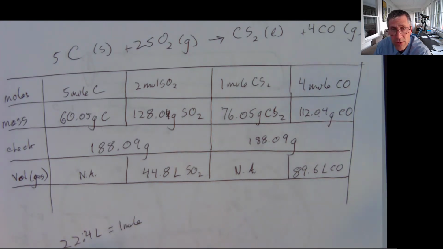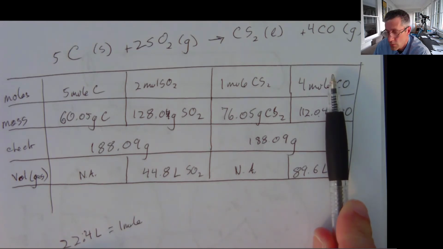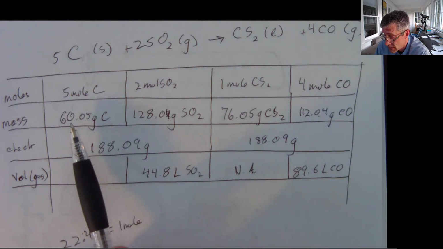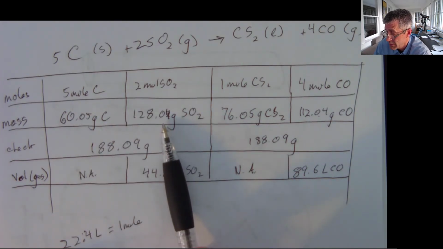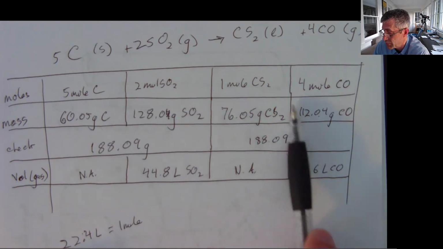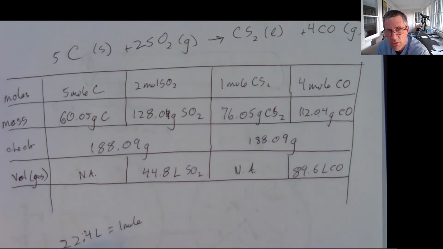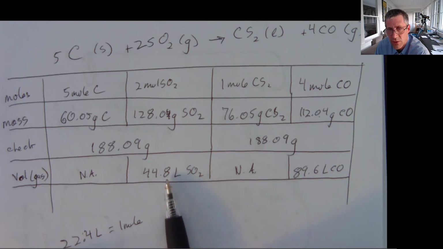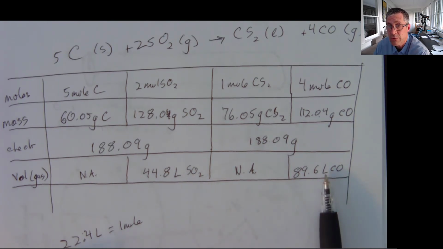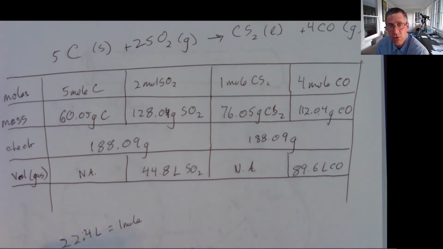Okay, so now I've done the hard math. I've figured out the number of moles, or the mole ratio in my equation. I've figured out the mass ratios. So this is telling me for every 60.5 grams of carbon, I'll consume 128.4 grams of SO2, and I'll produce 76.5 grams of CS2, and I'll produce 112 grams of carbon monoxide. And also I've put in there the volume of a gas. So if I started with 44.8 liters of SO2 and I used all of that, I would produce 89.6 liters of carbon monoxide. And now we can answer questions.